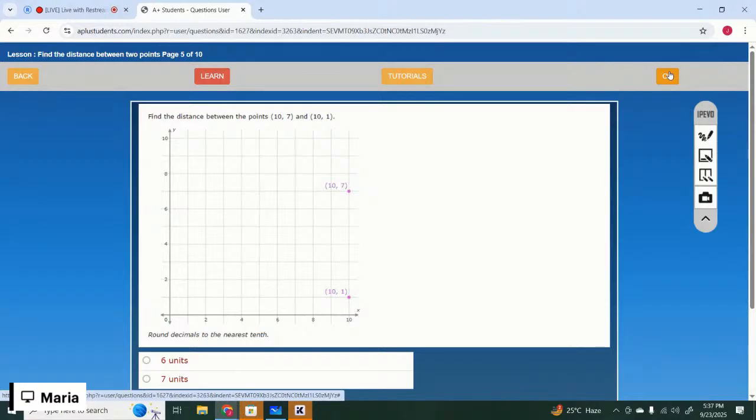Find the distance between the points (10, 7) and (10, 1). That is 6 units. Option number 1 is the correct option.